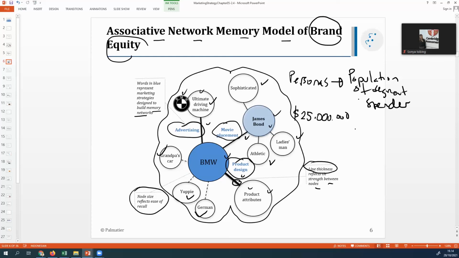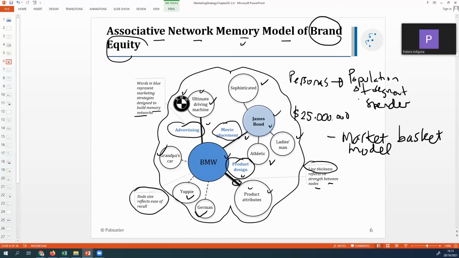We can have the assignment of making a market basket model on this, using the associative network memory. After watching James Bond, he buys BMW. Or after having product attributes, he buys BMW. So that can be done using the market basket model. Questions?